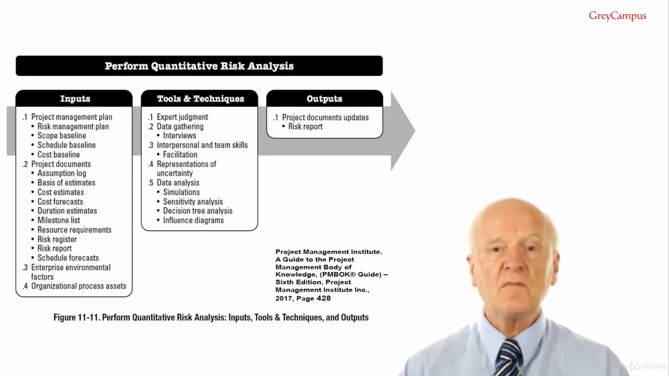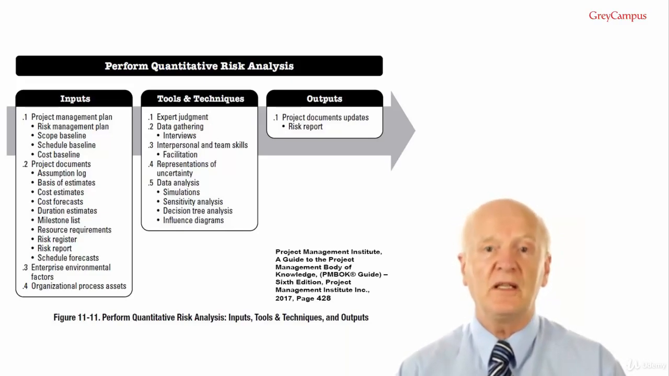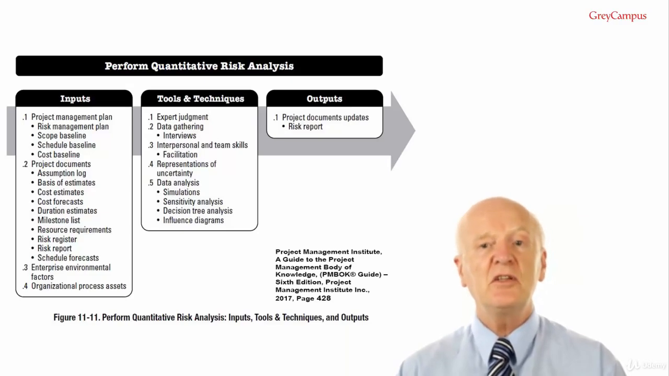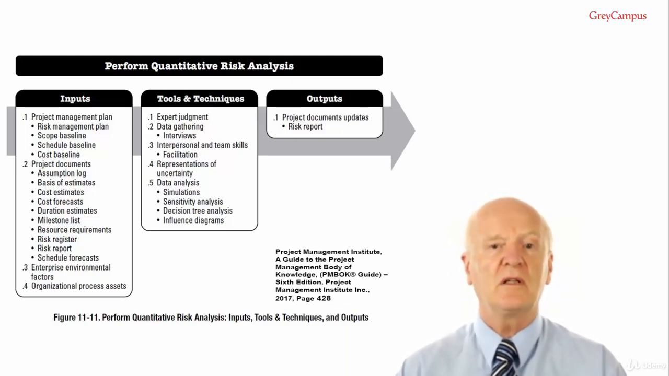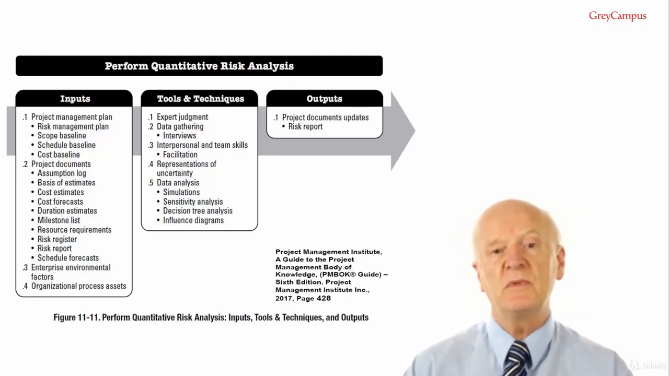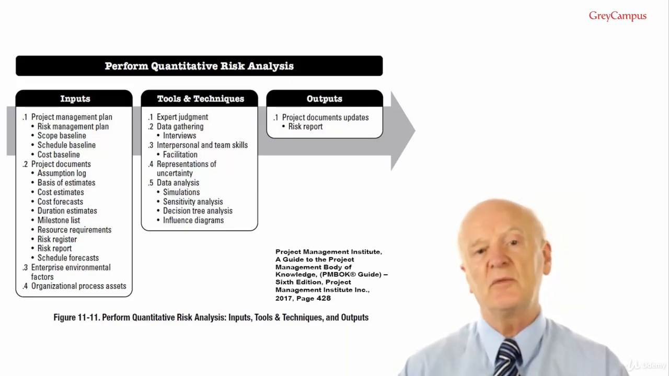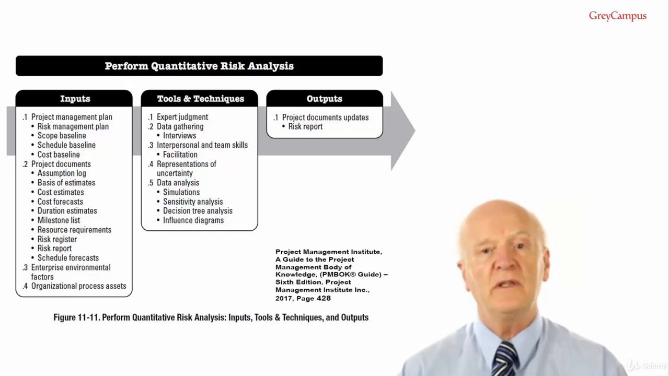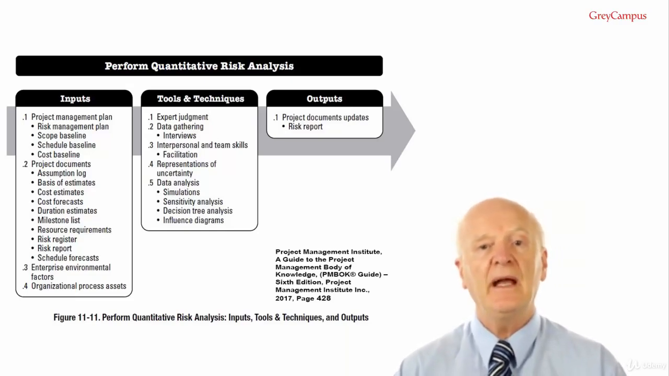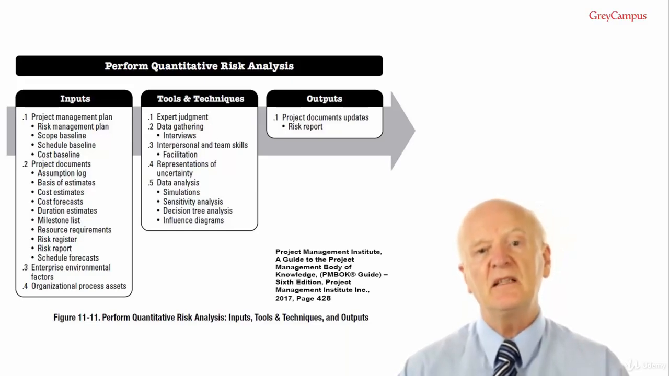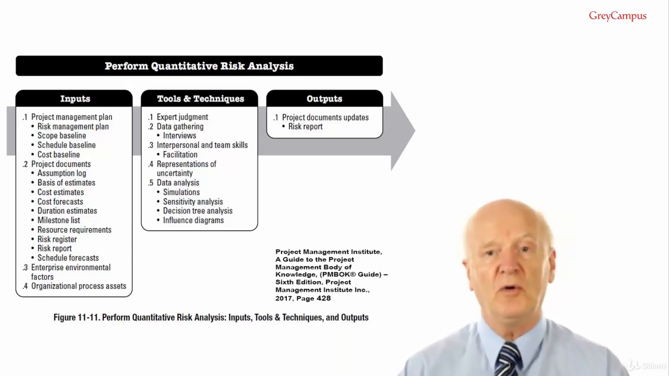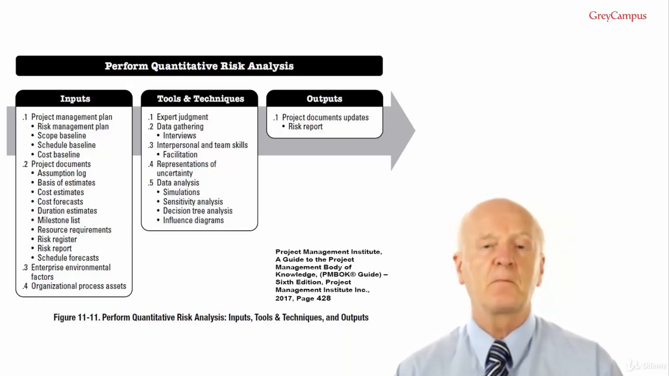Schedule forecasts. These may be compared to the results of the quantitative schedule risk analysis to determine the confidence level associated with achieving these targets. Input number 3, enterprise environmental factors, would include industry studies of similar projects and published material, including commercial risk databases or checklists. Number 4 is the organizational process assets, and the ones that can influence or perform qualitative risk analysis process include information from similar completed projects.